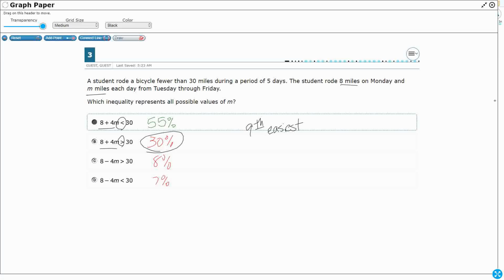And we've got right here, fewer than. All we had to do was interpret that. Fewer than. It didn't say greater than. It didn't say less than. We just had to find the synonym. Fewer means less. And that would be the difference between 85% and 55% getting this one correct, because those students were able to get this 8, and then it said 4 miles each day, so they had to interpret that for Tuesday through Friday is 4m, so they were able to get that.